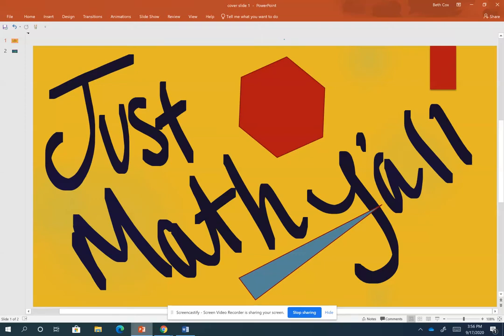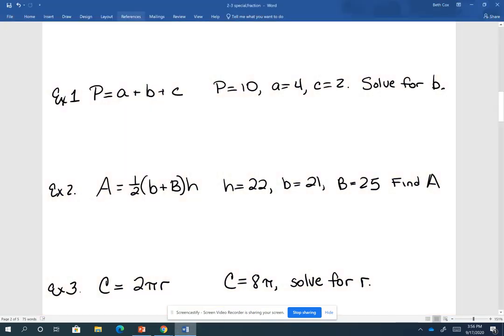Okay, here we are. We're going to do 2-5, and we're working with applications of equations, and we stopped here at the formulas. That's where we left off at the last video, going over these formulas.